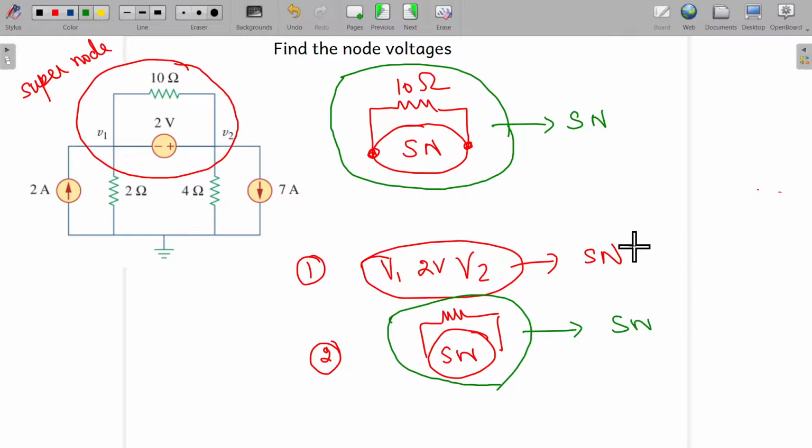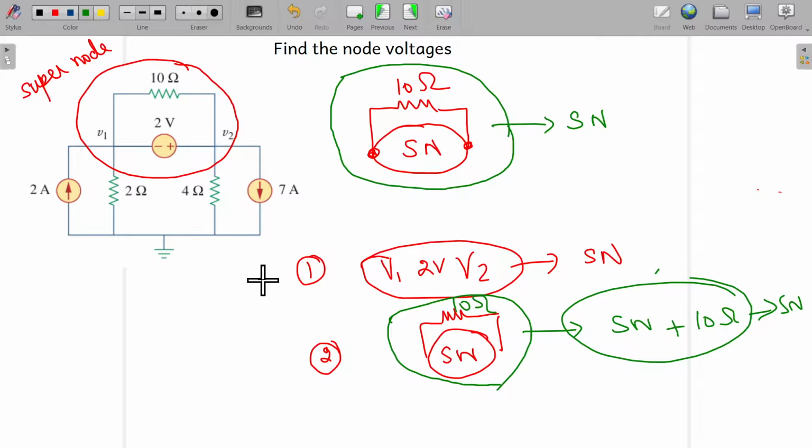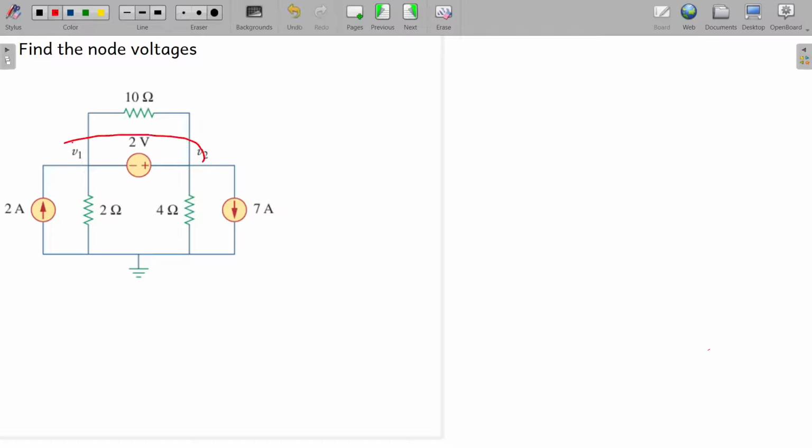So we have two types of formation. The first doesn't include this 10 ohm resistance. The 10 ohm resistance is not included in the supernode. In the second formation, we have included this 10 ohm resistance. That gives you the supernode. I am going to analyze this circuit using the first method and then using the second method, and we'll check whether we get the same answer. We'll verify. According to the first method, I consider this as the supernode.